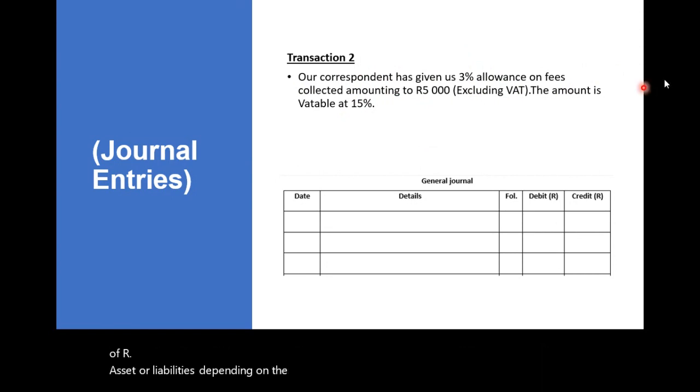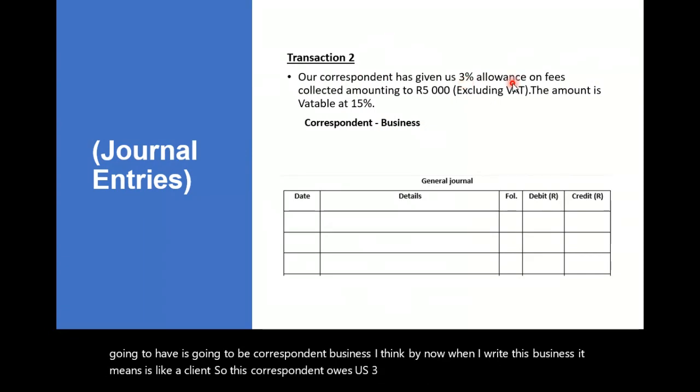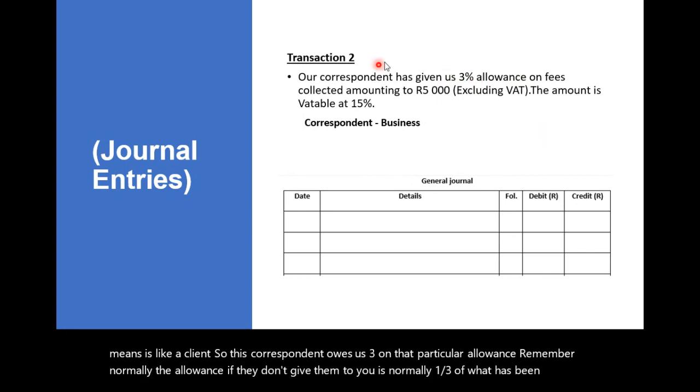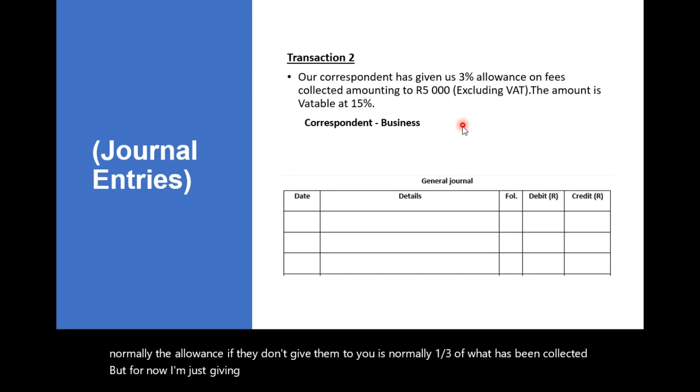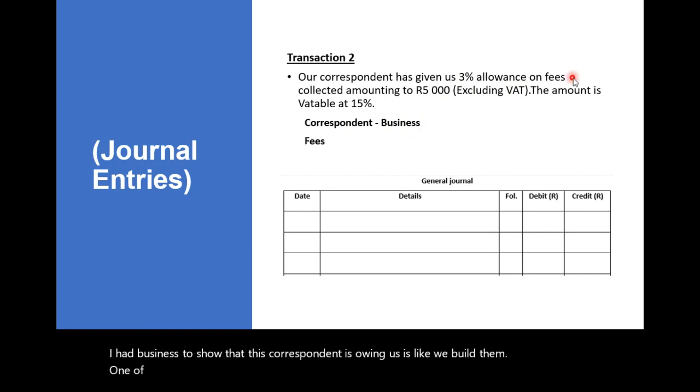Okay, now firstly, the first account that I'm going to have is going to be correspondent business. I think you know by now, when I write this business, it means it's like a client. So this correspondent owes us 3% on that particular allowance. Remember, normally the allowance, if they don't give it to you, is normally 1/3 of what has been collected. But for now, I'm just giving you a basic example. So the correspondent, I write business to show that this correspondent is owing us. It's like we billed them. What are they owing us? They are owing us the fees.